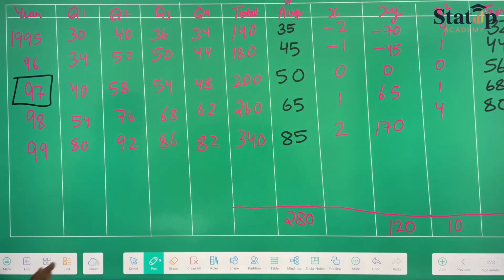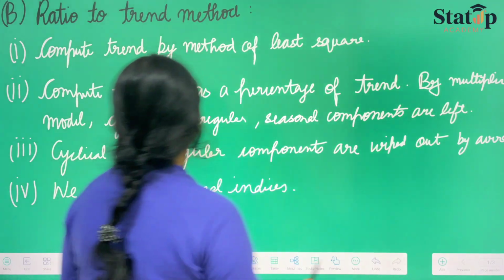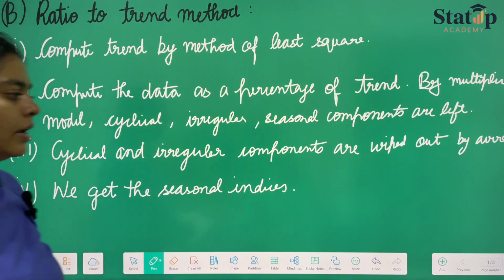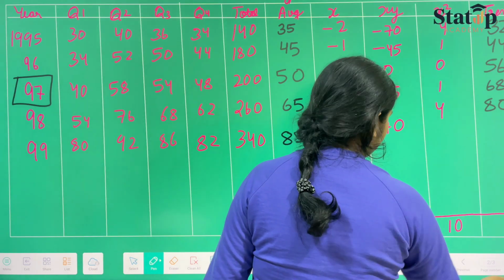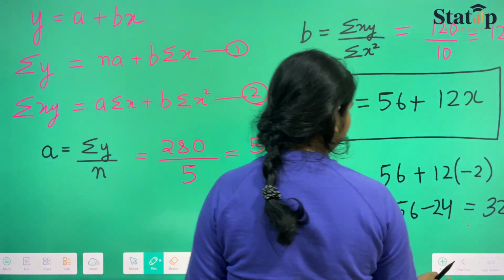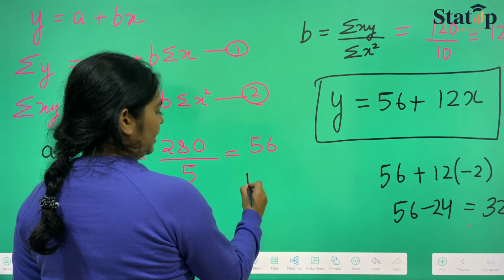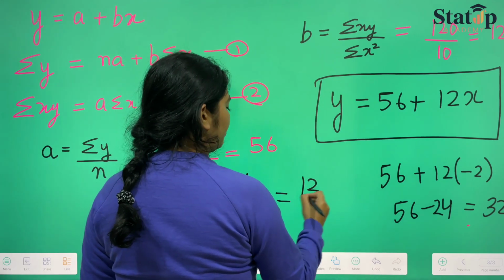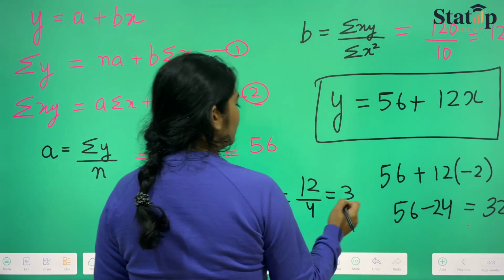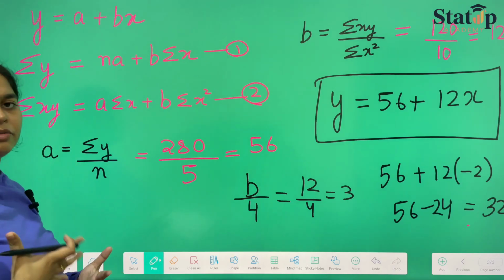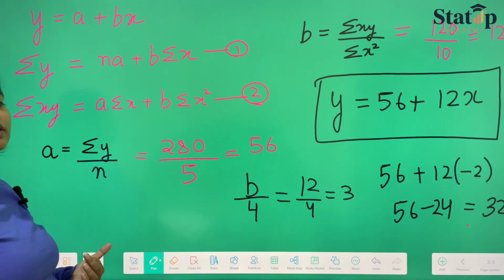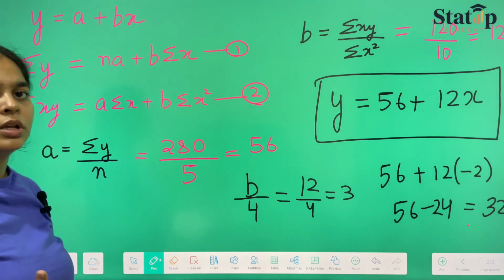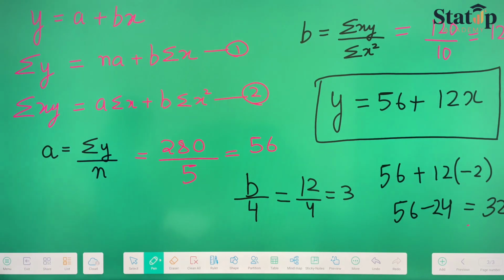Now, this was the first step. The first step said to compute the trend by the method of least squares. We have computed that. Now the second step is that we have to put it in percentage form. For that, first the inflation factor, which is b, we will divide by 4. So b upon 4 is 3. So on average, every year per quarter there is an increase. It is seen that there is an increase of 3 units in every quarter of this item.